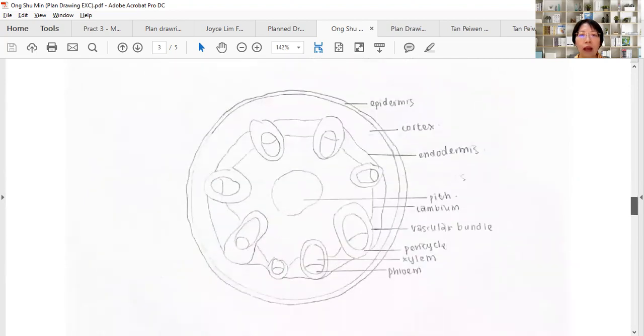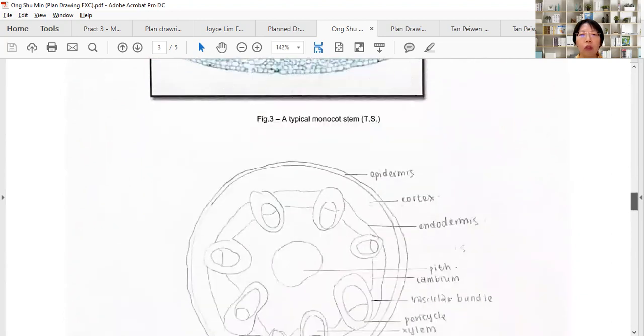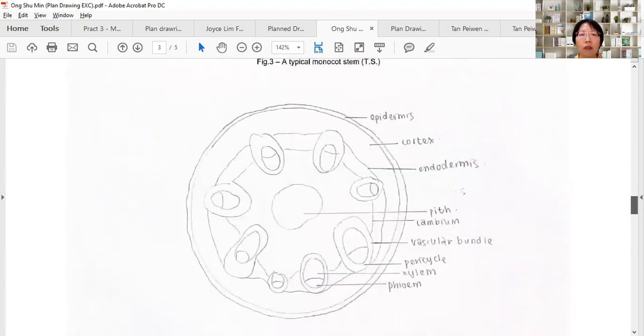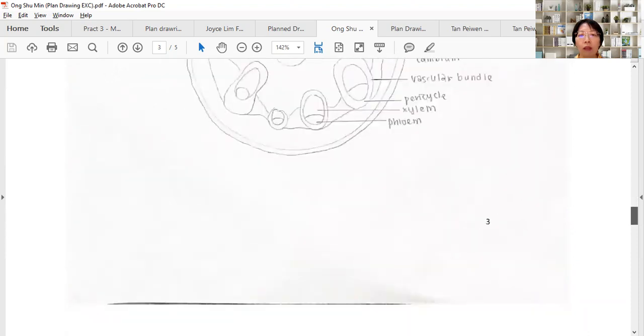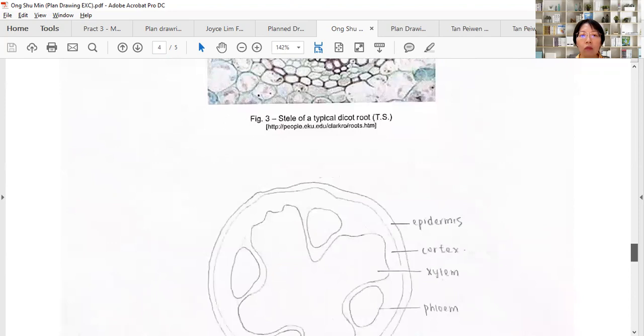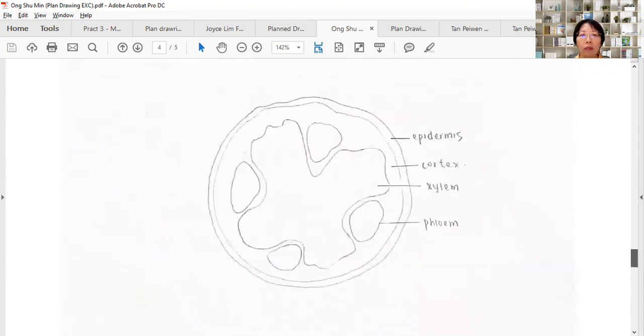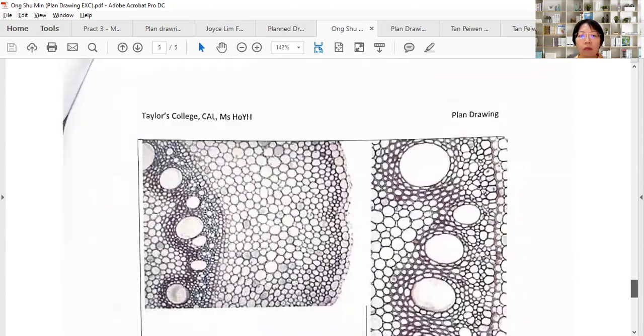This one, you see what happened? I only gave you maybe a small part of the stem, and you're going to draw the whole stem. How do you draw the whole stem? You don't have the diagram also. So this one, be careful. You only draw what you see or what is given to you. This one is also not accurate. See, a lot of things are missing here and there.